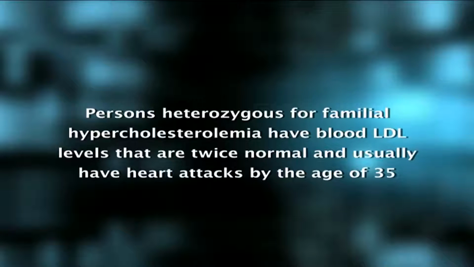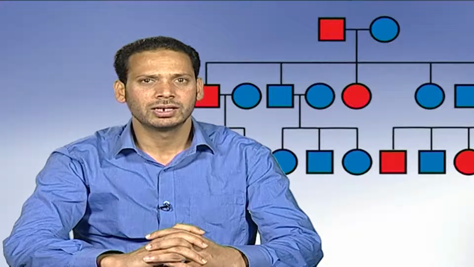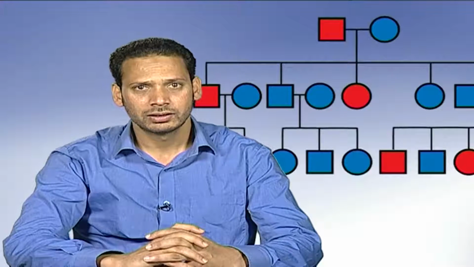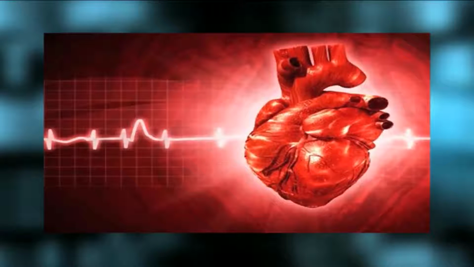Persons heterozygous for familial hypercholesterolemia have blood LDL levels that are twice normal and usually have heart attacks by the age of 35. Very rarely, a person inherits two defective alleles for the LDL receptor. Such persons do not make any functional LDL receptors. Their blood cholesterol levels are more than 6 times normal and they may suffer a heart attack as early as age 2 and almost inevitably by age 20.